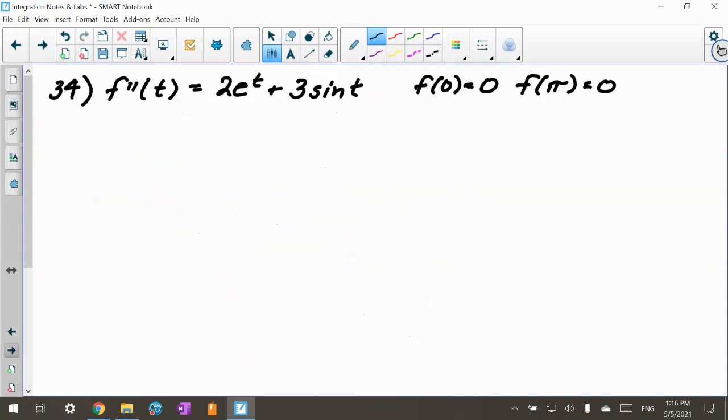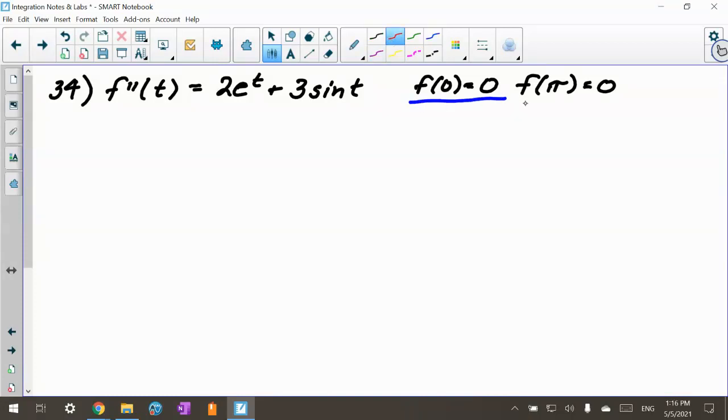So here's 34. I like doing 34 because it has exponential functions in there and trig functions. So it kind of helps you get better at this. So here's my second derivative. F double prime of t is equal to 2e to the t. So there's my exponential function, plus 3 sine t. So there's my trigonometric function. They tell me f of 0 is 0.